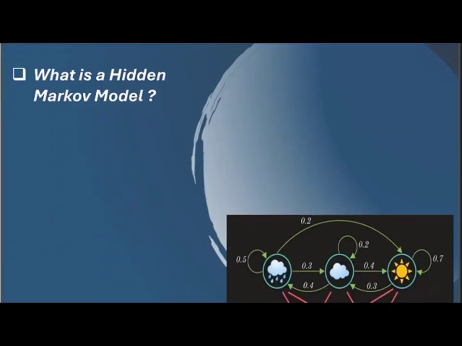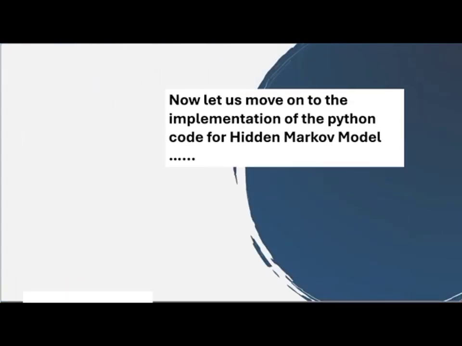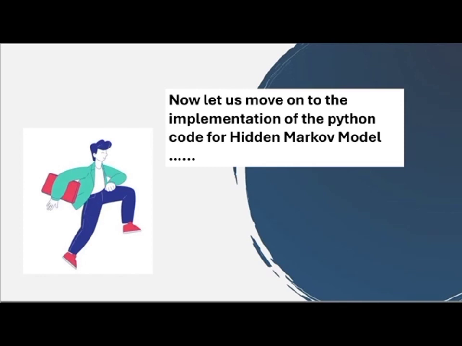As I said earlier, you will get a clear idea about what is a hidden Markov model. Let me explain this. A hidden Markov model is a statistical model which is used to describe a system where you have observations which will be generated by one of several underlying states. The key idea is that the states themselves are not directly observable, but we can observe some outcome or output that is dependent on the underlying states. Now let us move on to the implementation of the Python code.